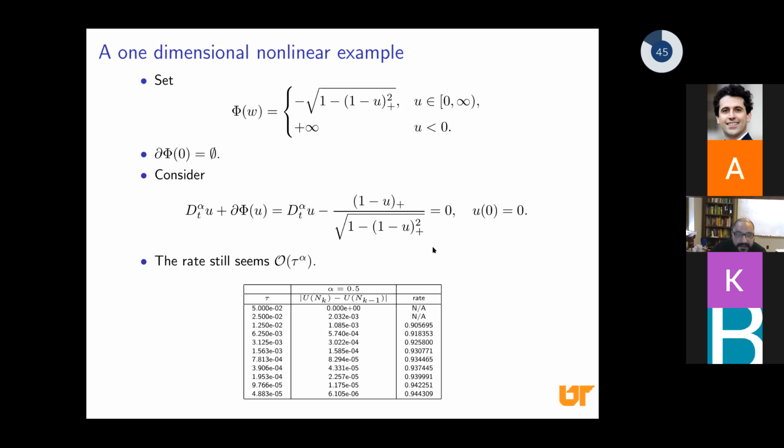So maybe if we complicate our example a little bit, for instance, if we consider this energy, which is not everywhere defined, but still it's convex. Notice that if you were to try to compute the subdifferential at 0, that's empty. We consider that as a gradient flow with this energy still in R, and you start from 0 because this is a problematic point. The rate still seems to be tau to the alpha. So of course this is not a contradiction with our theory, but our theory doesn't seem to be super sharp in every case.